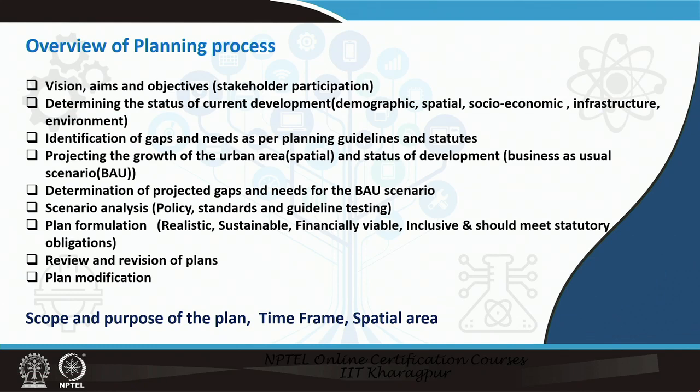Starting with the planning process, there are different steps in the planning process. First, we start with a vision. That means every urban area has different characteristics, and based on the characteristics, the kind of people who live there, the aspirations of the people, the current context of that particular urban area, or even the political context, there is a vision for that urban area.